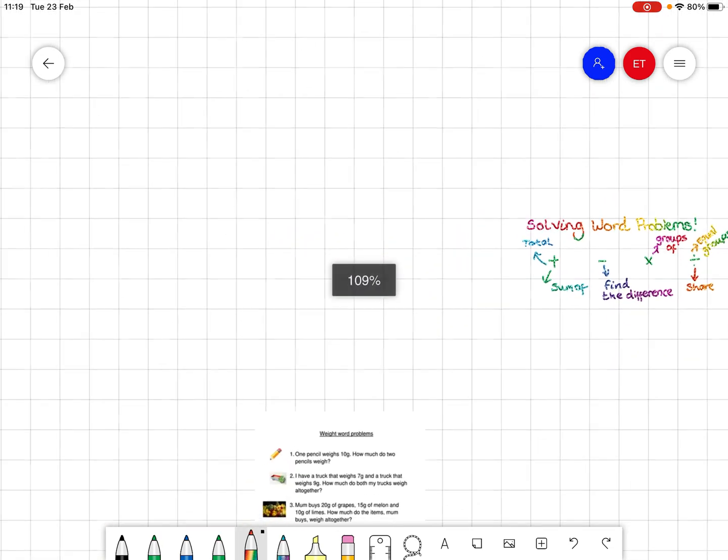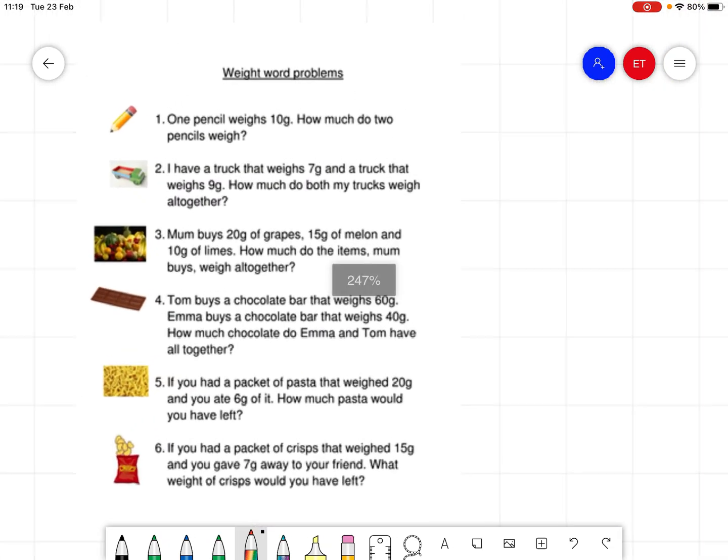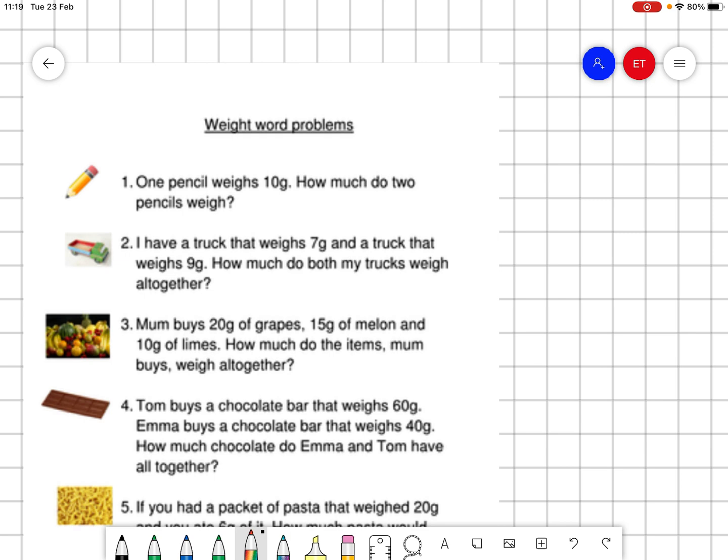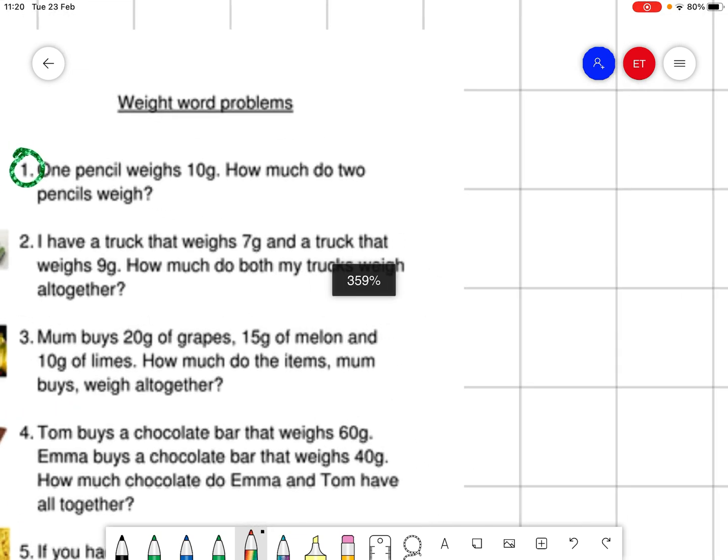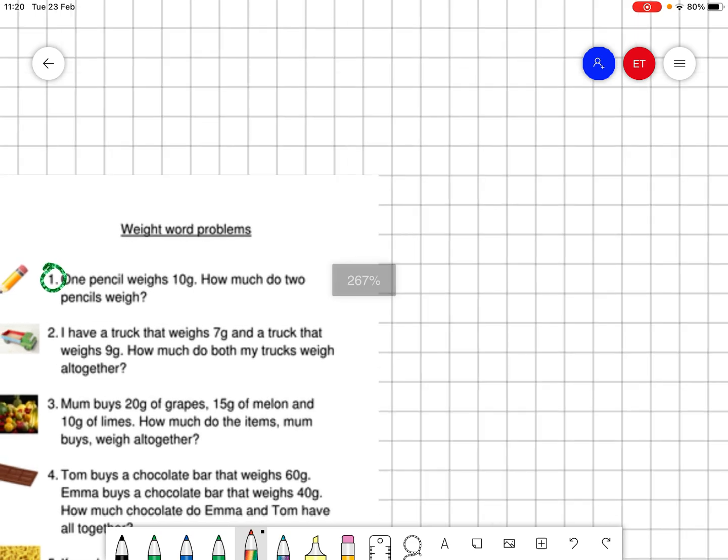So here's an example. We're just going to look at number 1. 1 pencil weighs 10 grams. How much do 2 pencils weigh? Now, firstly, I don't know when you would ever want to weigh pencils. It's not really something that I've ever came across in life. So I'm going to show you how to use it, and then I'll show you how it might crop up in real life.